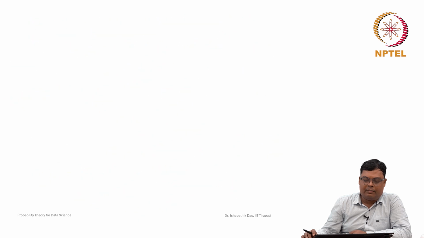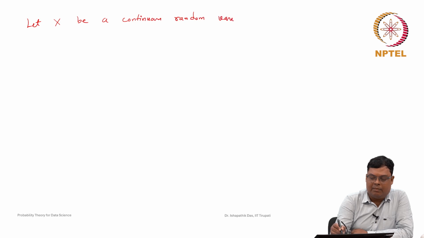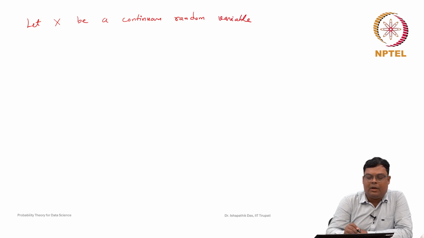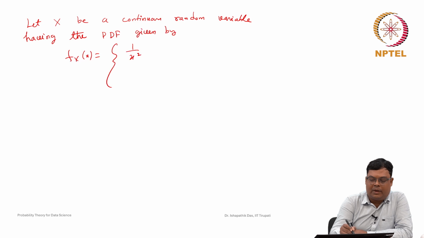So, let x be a continuous random variable having the probability density function given by f(x) equal to 1 by x square whenever x is greater than 1 and less than infinity, 0 otherwise.